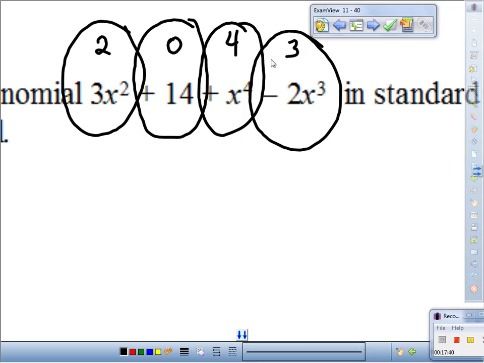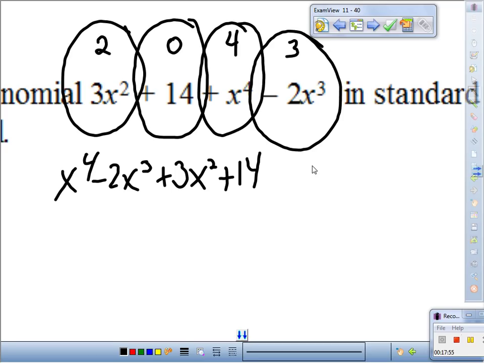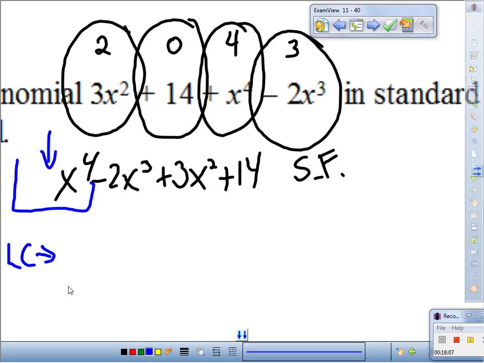Now we need to rewrite this starting with the highest degree, which is 4. So we write x to the 4th, then negative 2x to the 3rd, then plus 3x to the 2nd, and at the end, plus 14. That is standard form. Second part, we need it in leading coefficient. We look at the first term, look at the number that's multiplying the variable. What is the invisible number? 1. That's our leading coefficient.